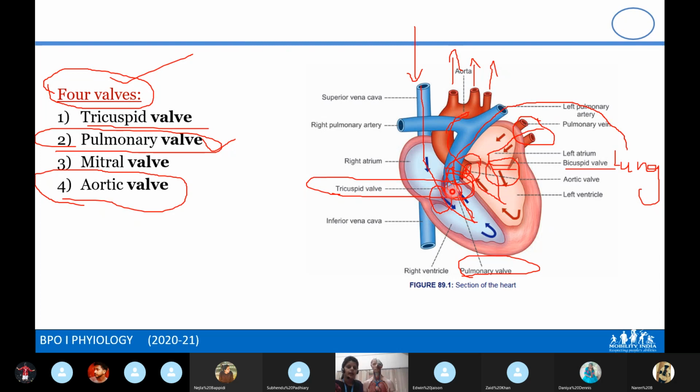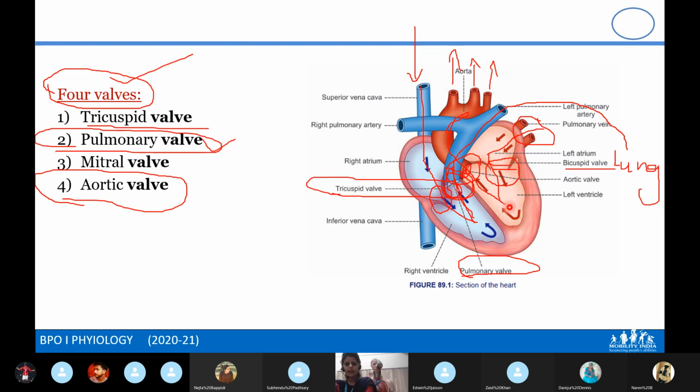From there, with the help of the pulmonary artery, there is a valve which is assisting, that is called the pulmonary valve. The blood goes to the lungs. From the lungs, the blood will be purified. Then again it supplies to the left side of the heart via the pulmonary vein. So first it goes to the left atrium. From there, the bicuspid valve pushes that blood to the left ventricle.